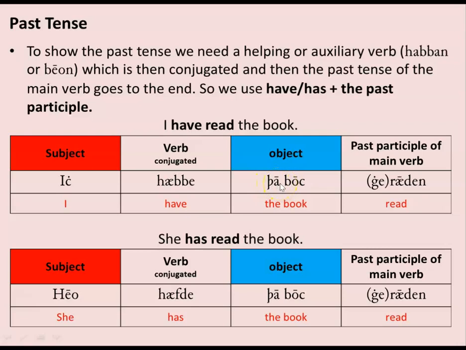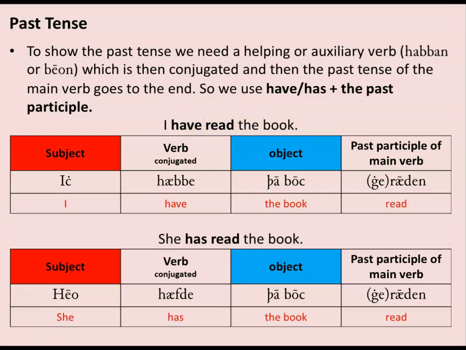The feminine accusative is thā, okay, thā bōc. And then now what I need is the past participle of the main verb. Now the main verb here is read. It's not have, it's read. That's the main verb. This whole sentence is about reading a book.